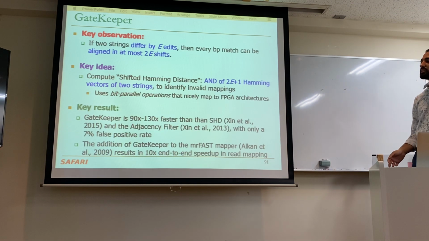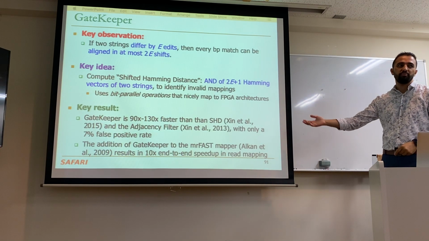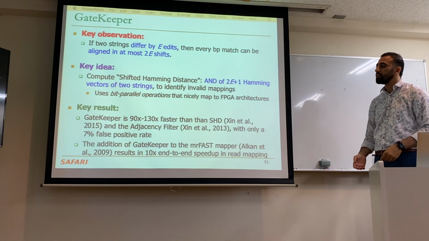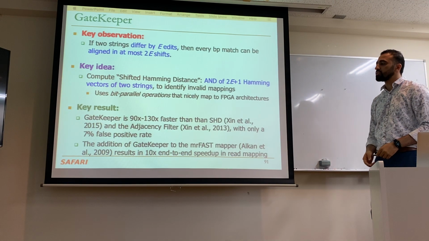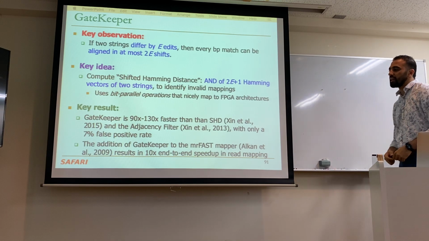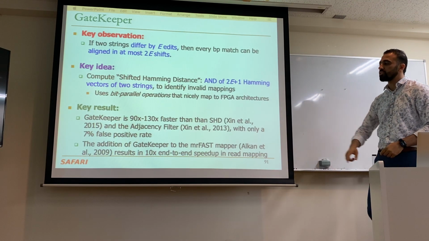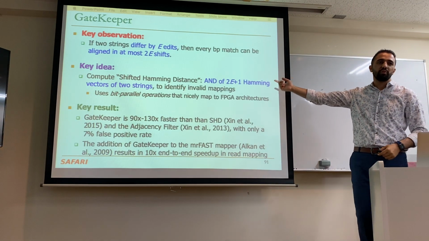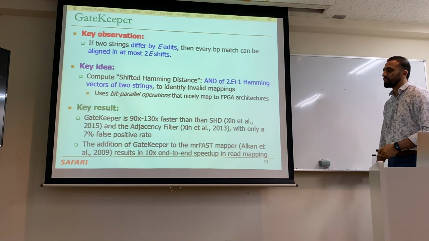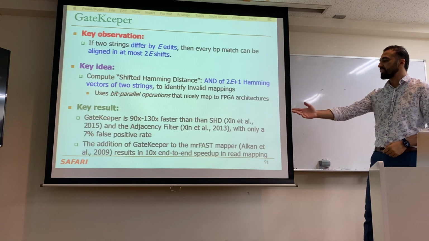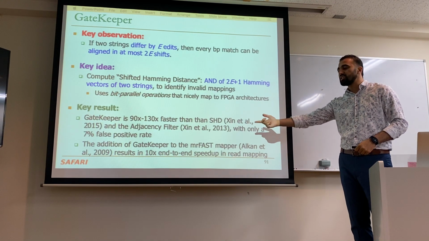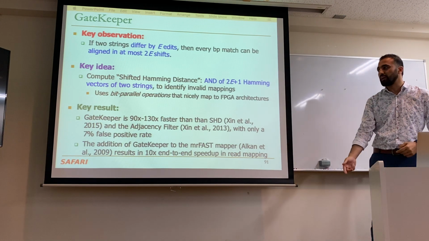And these are the key results we get from implementing it in FPGA. And I'm going to tell you why we choose FPGA as a processor. So it achieved 90x to 130x faster than SHD, which is another pre-alignment filter, and the adjacency filter, which I presented in the previous few slides. And when we add Gatekeeper, for example, to an existing read mapper, Mr. Fast, we achieve a 10x end-to-end speedup.